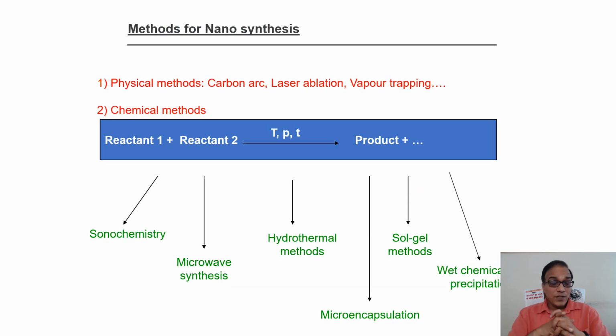So methods of nanosynthesis, if you classify, are basically physical and chemical, the two methods. In physical methods: carbon arc, laser ablation, vapor trapping. In chemical methods: sonochemistry, microwave synthesis, hydrothermal methods, microencapsulation, sol gel methods, wet chemical precipitation, wet chemical co-precipitation. These are the methods by which we can prepare the nanomaterials.